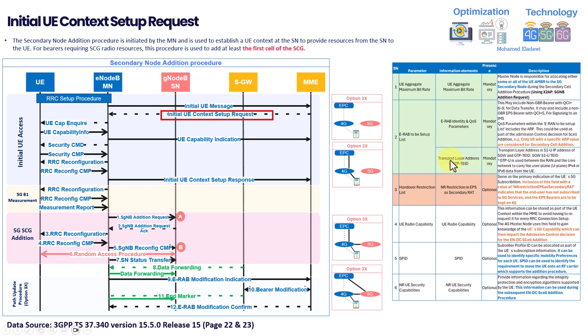And you will have some information about the transport layer address. For example, here it is just telling him about the serving gateway IP. This is the main idea.